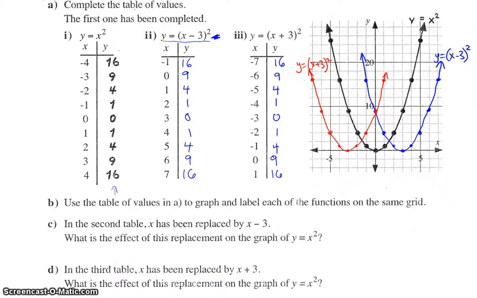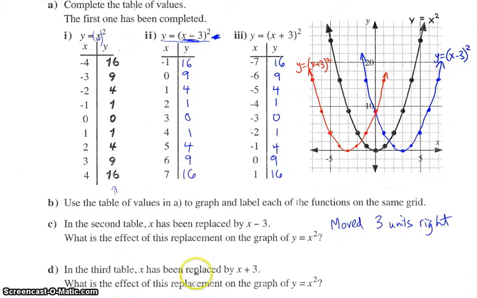Okay, so we've graphed these, we've labeled each line, and the blue graph is our second table, which is y equals (x minus 3) squared, and our red graph, the third table, y equals (x plus 3) squared. Okay, let's answer C and D. In the second table, x has been replaced with x minus 3. See that? Instead of x, we now have x minus 3 inside the squared function. What is the effect of this replacement on the graph? Well, from the black graph to the blue graph, it looks like it moved 1, 2, 3 units to the right. So, moved or translated 3 units right.